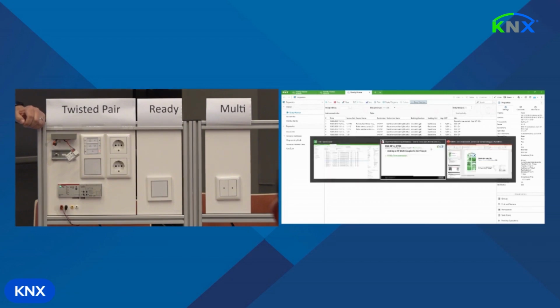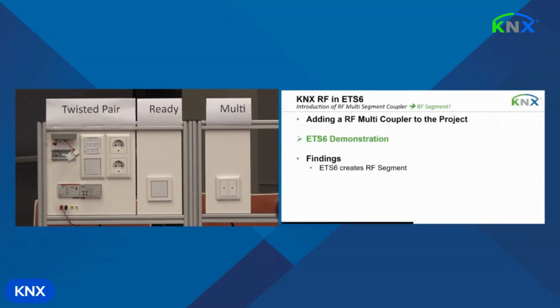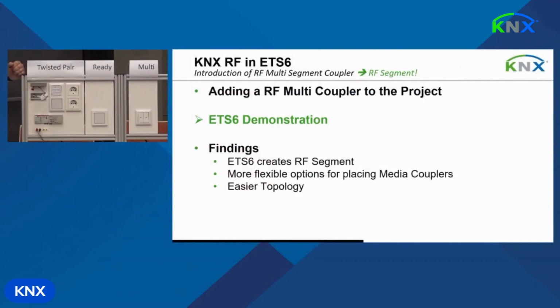Summary of this extension that we did, we changed the RF line to become a segment. So ETS created the RF segment for me. I do have, maybe as you noticed, and especially as I noticed, a lot more flexible options for placing the media coupler and a much easier topology, because now, as I realized, I can put this new media coupler anywhere on my line. I don't have to place it as a main line.